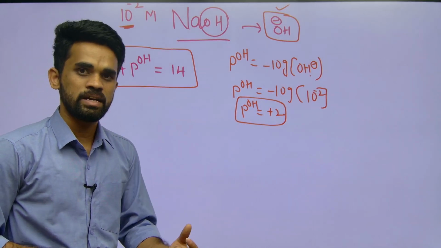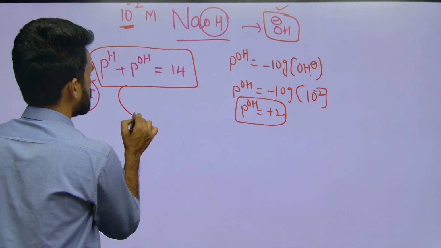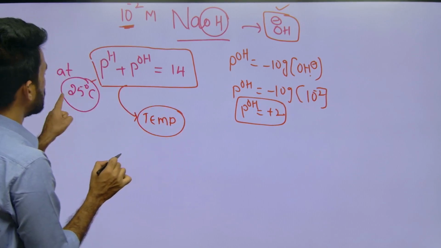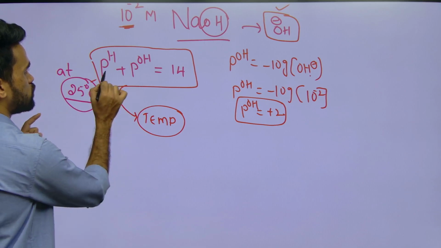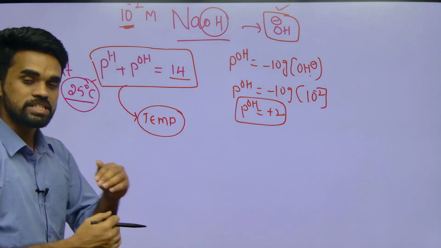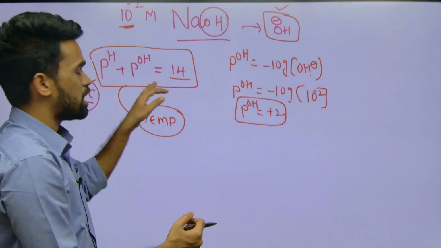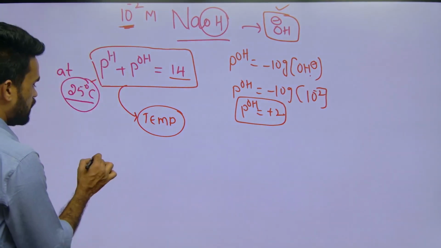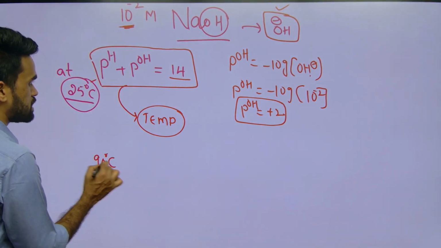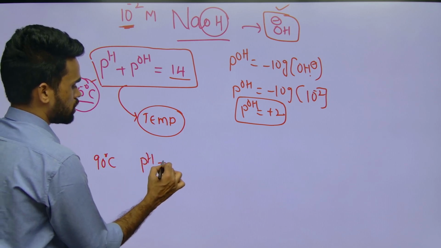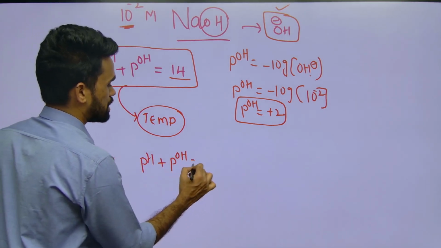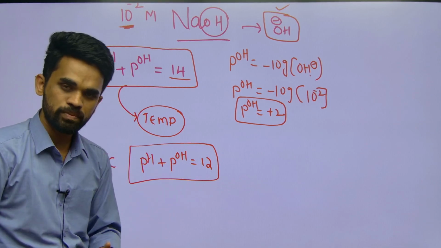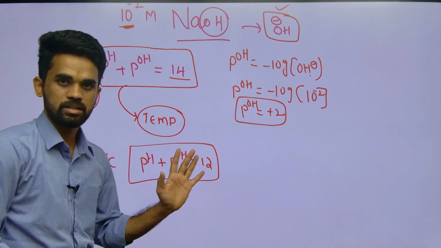Why is it different? Because these values are temperature dependent. They depend on what? Temperature. So at 25 degrees Celsius only, pH plus pOH equals 14. If I change the temperature, this relation also changes. Let us discuss. If I take 90 degrees Celsius, the sum of pH plus pOH will be equal to 12. So on what basis am I saying this? Listen to me very carefully, you can understand them.